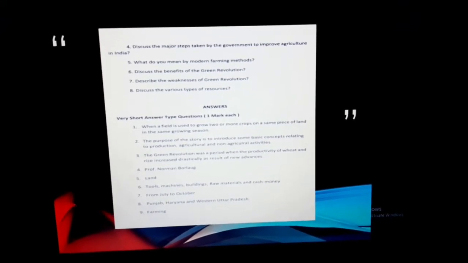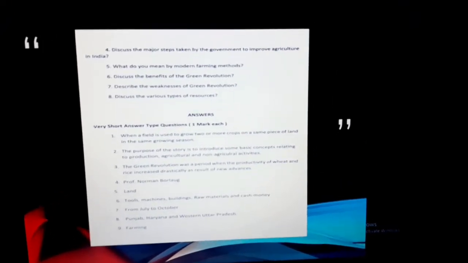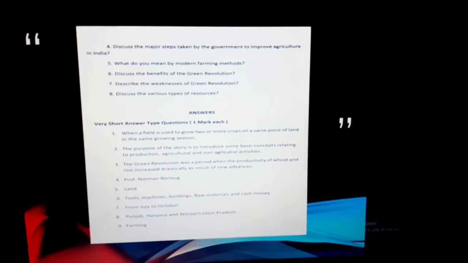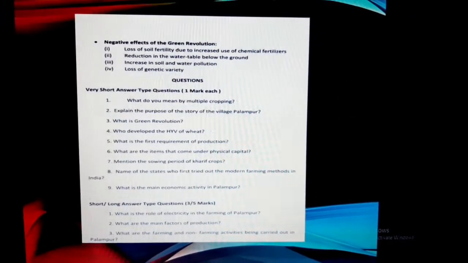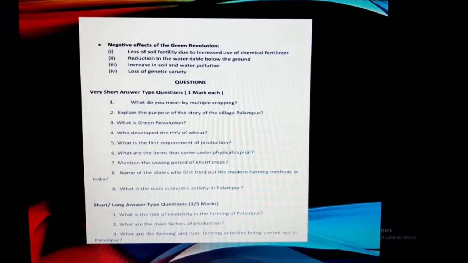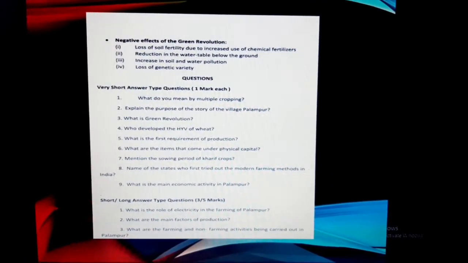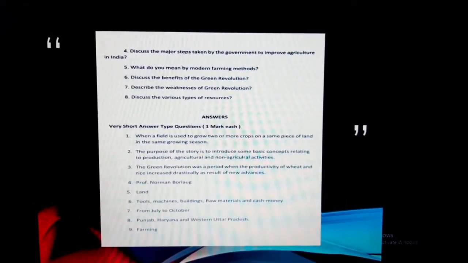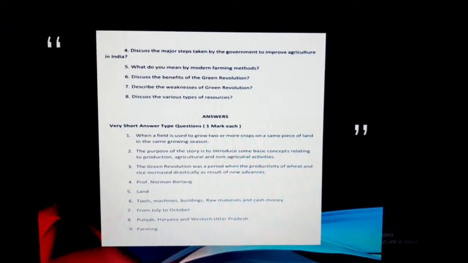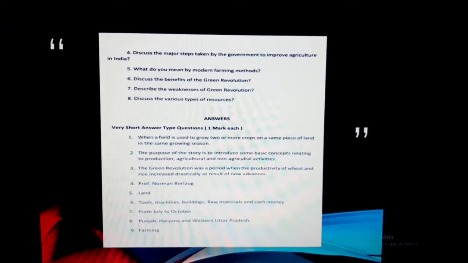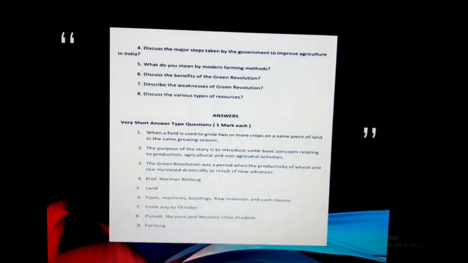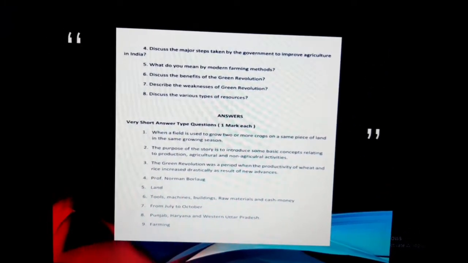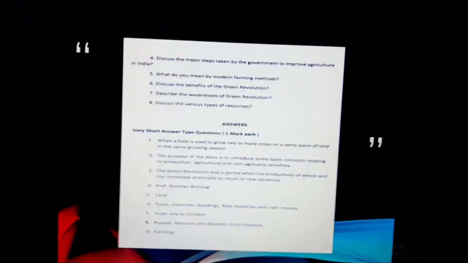Multiple cropping is when a field is used to grow two or more crops on the same piece of land in the same growing season. Question number 2. Explain the purpose of the story of a village, Palampur. The purpose of the story is to introduce some basic concepts relating to production, agriculture, and non-agricultural activities, which are also known as non-farming activities.